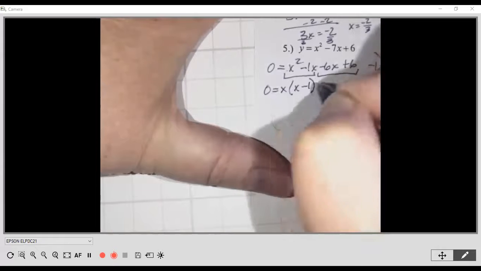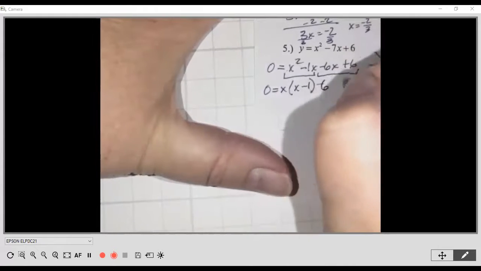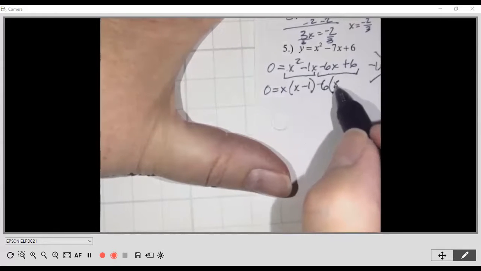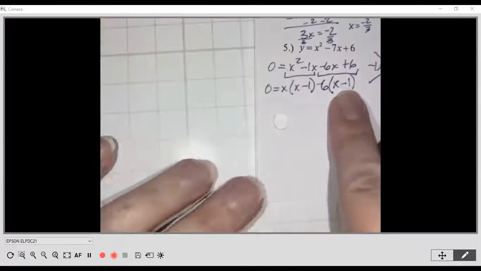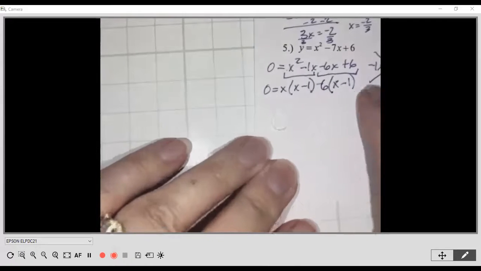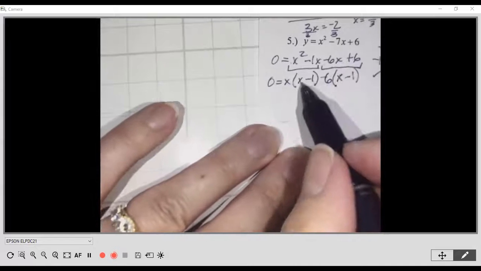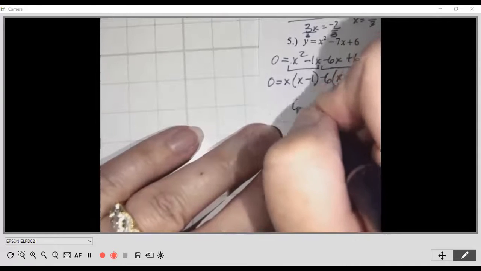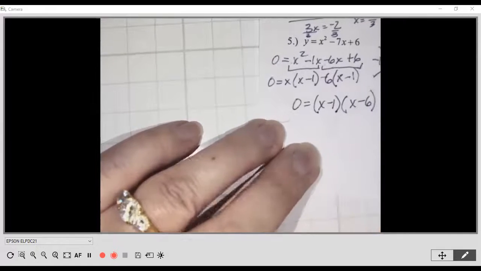Okay, my first group, the GCF is x, so 0 equals x times the quantity x minus 1. And the second group, my GCF is -6, so -6 times the quantity, so it's -6x divided by -6 is positive x. Positive 6 divided by -6 is -1. Okay, so we have the x minus 1 quantity that's common in both terms, so we know we factored correctly by group. Now we'll factor out that GCF of the quantity x minus 1. So 0 equals the quantity x minus 1 times the quantity x minus 6.